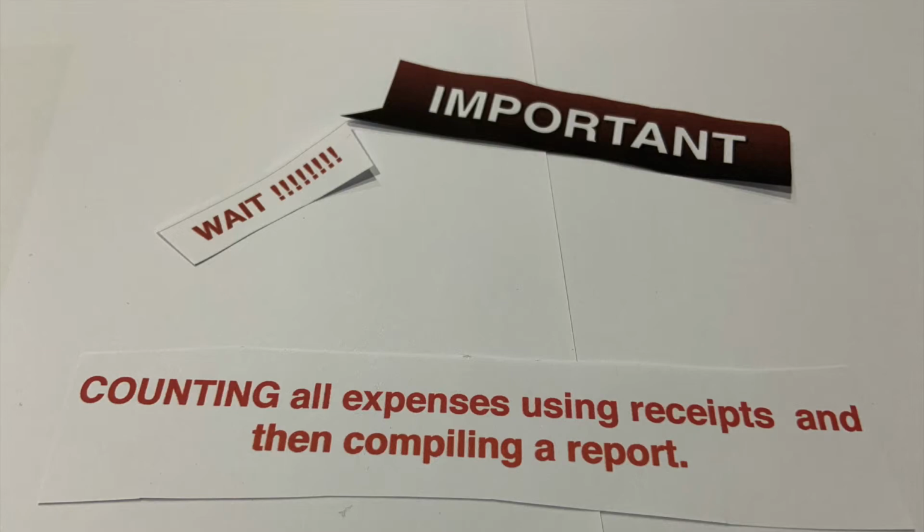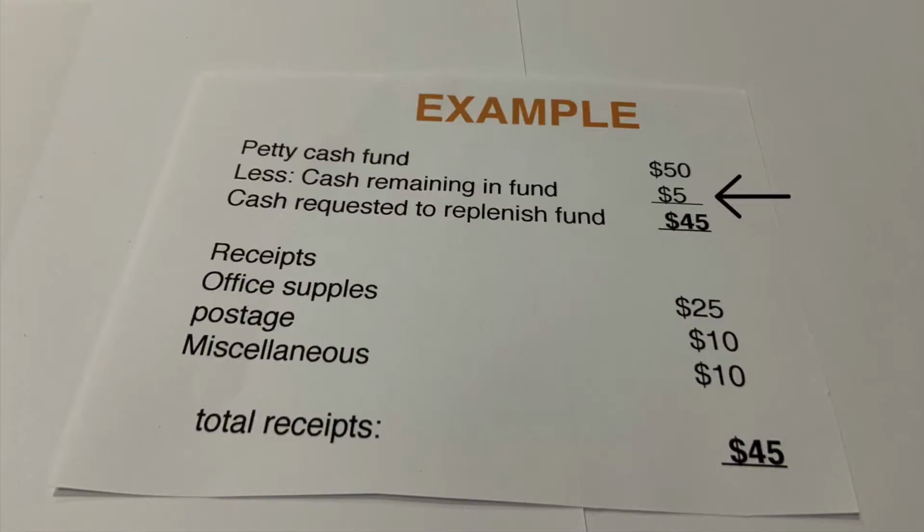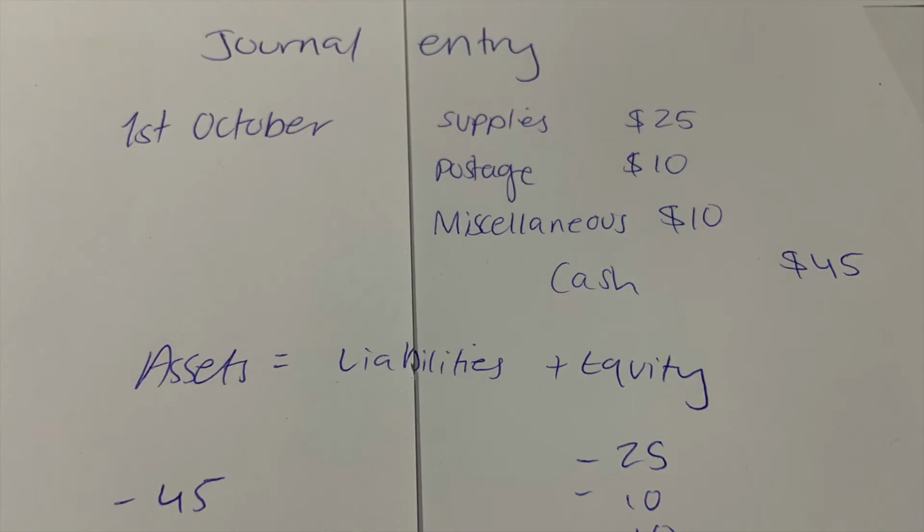This is crucial. For example, in the petty cash fund report, the amount of cash that is remaining is $5. The amount that needs to be used to replenish the fund is $45. As you can see, the expenses are supplies, postage, and miscellaneous expenses, which all total up to $45, the same amount needed to replenish the fund. This is how it will be demonstrated in the journal entry.